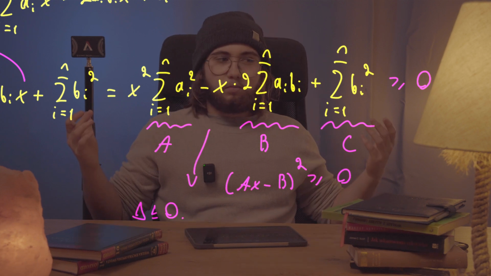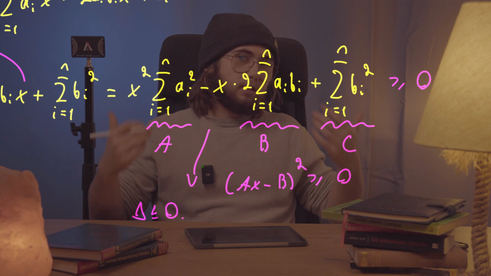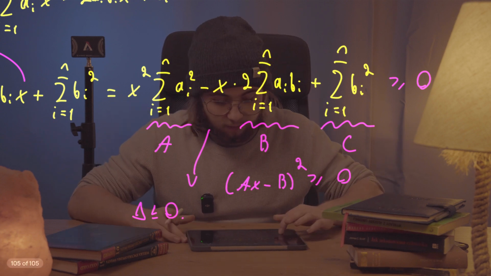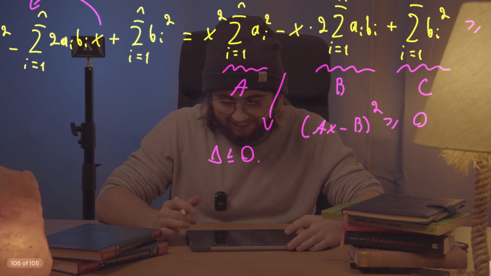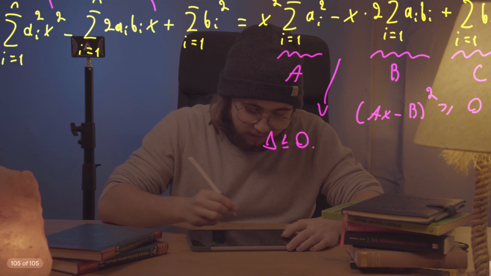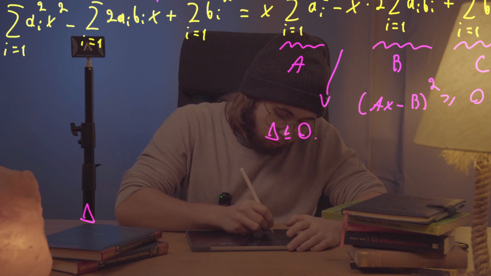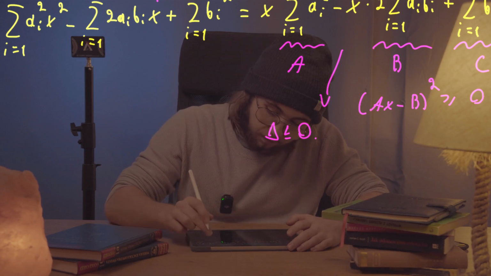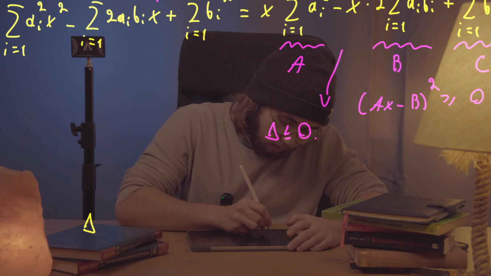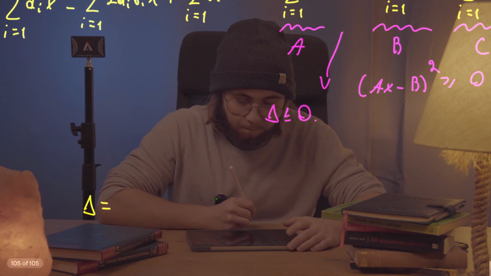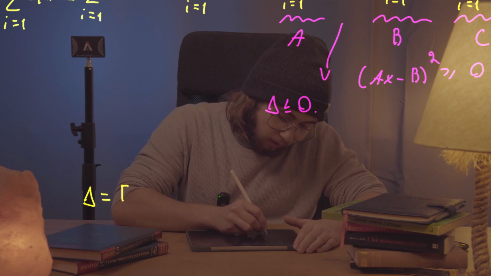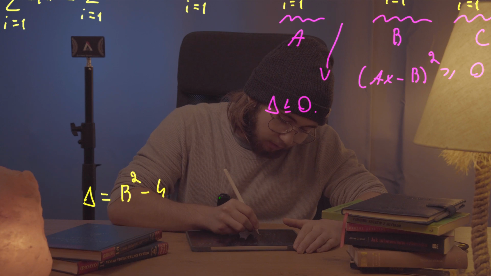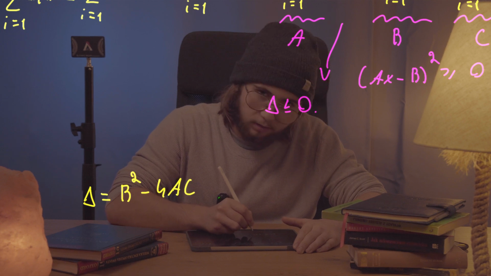So, let's go on and try to calculate this discriminant. You might already know what I'm going at. What's the discriminant of a quadratic equation? Well, that's just b squared minus 4 times the leading coefficient times the constant term.